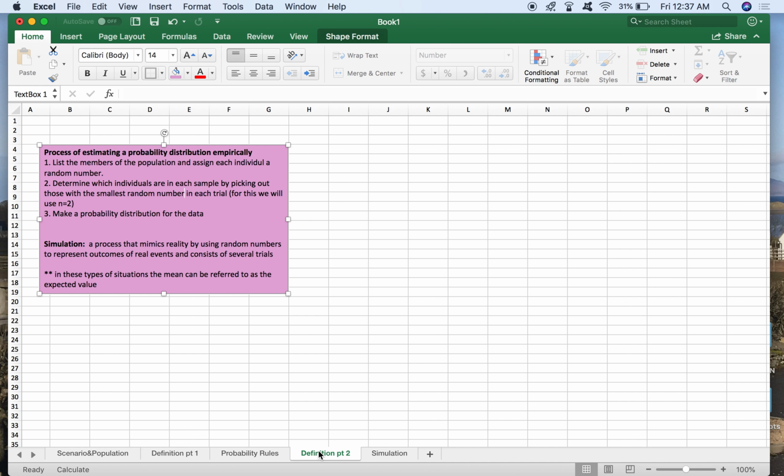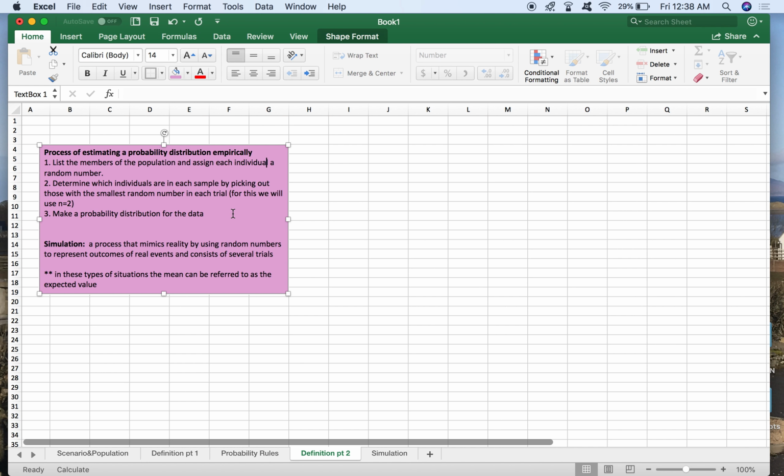Okay, so on to the next part of the discussion post. The process of estimating a probability distribution empirically: 1. List the members of the population and assign each individual a random number. 2. Determine which individuals are in each sample by picking out those with the smallest random number in each trial. For this, we will use n equals 2, since I'm looking for 2 blondes. 3. Make a probability distribution for the data.